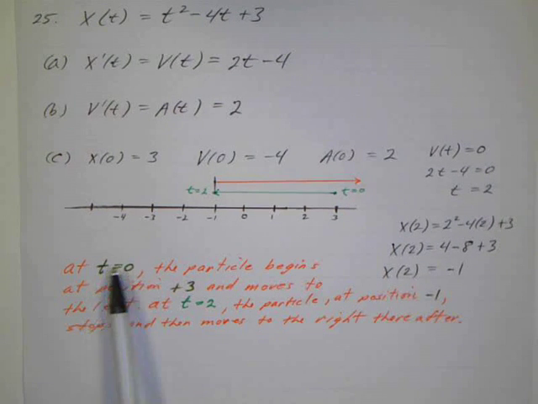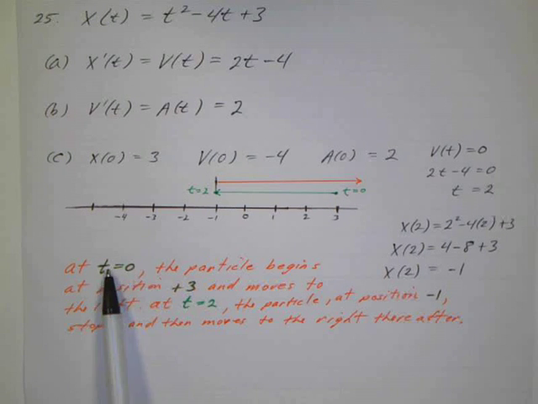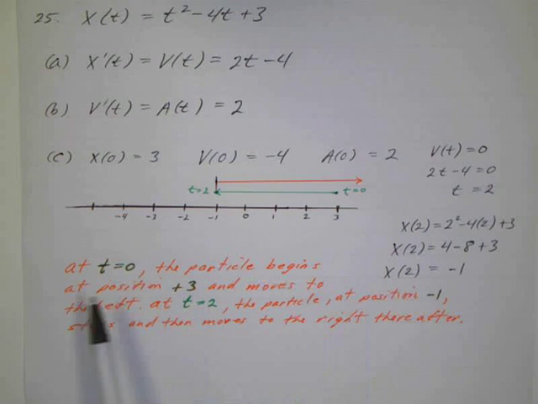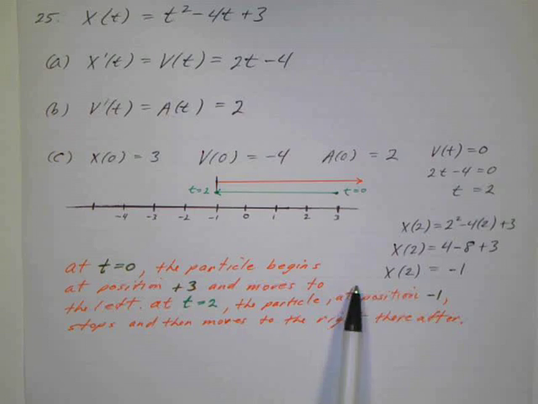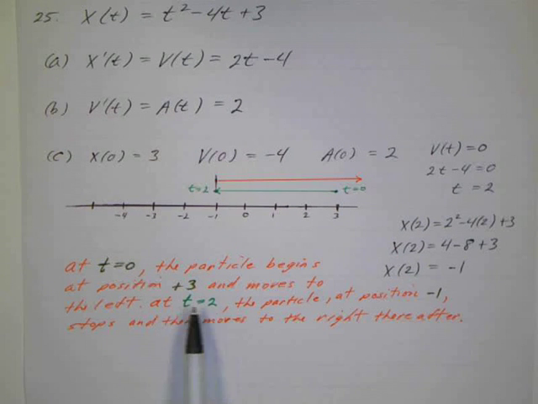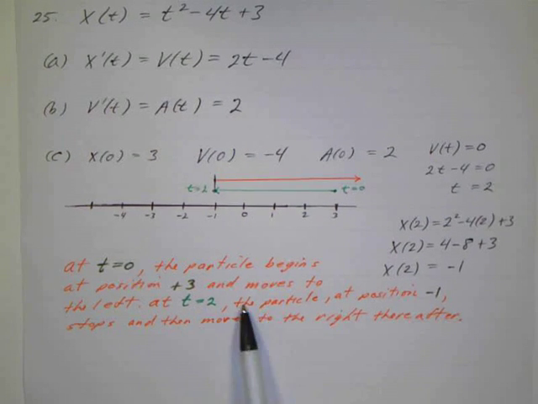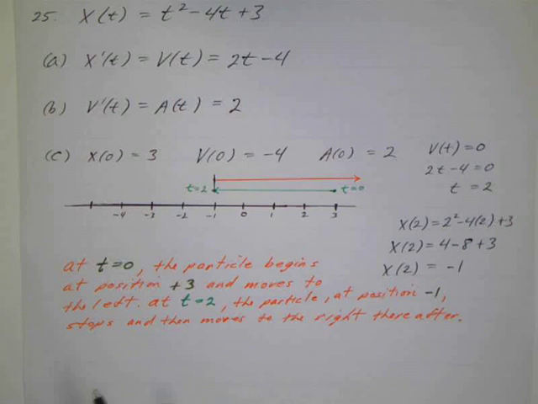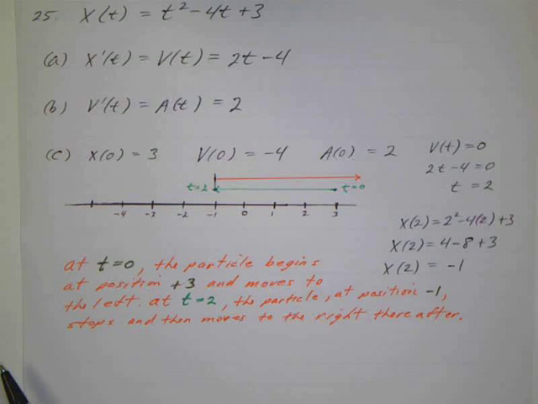You might say at the initial time, t equals 0, the particle begins at position 3 and moves to the left. After 2 seconds, the particle stops at position negative 1, and then starts to move to the right and moves to the right thereafter. Something like that. Okay, let's take a look at number 27.